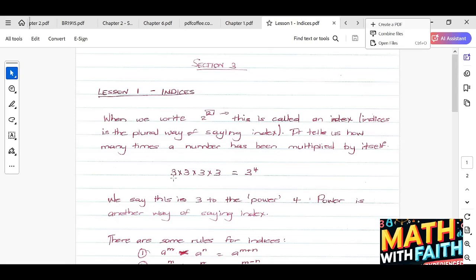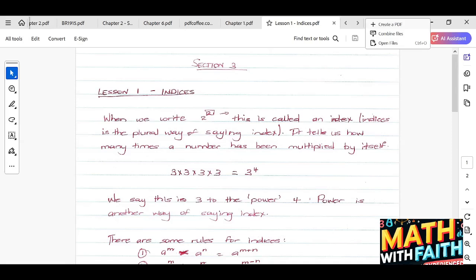If I have 3 multiplied by 3 multiplied by 3 multiplied by 3, here I'm multiplying 3 by itself 4 times. So that's 3 to the power 4. And you heard what I just said. I said 3 to the power 4. I didn't say 3, 4, like we're singing a song. We say this is 3 to the power 4. Power is another way of saying index, right? I didn't say 3 index 4. We just normally say 3 to the power 4.